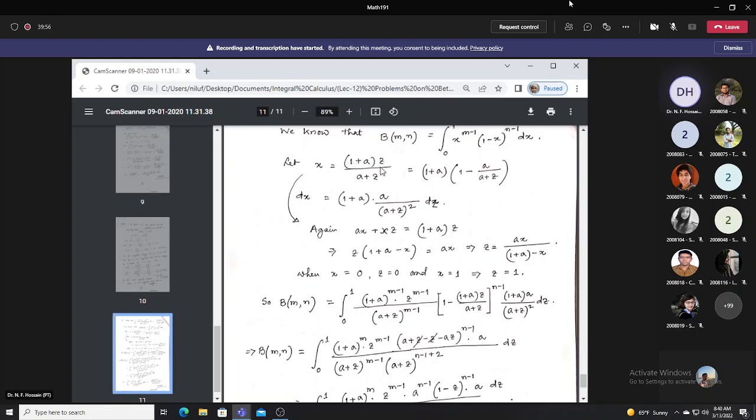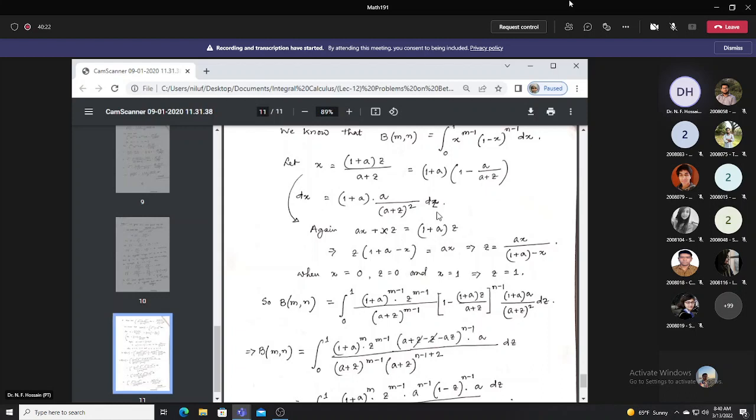So we can write this in this way also. Put 1 plus a outside, and z by (a plus z) can be written as 1 minus a by (a plus z). So when you take the differential, dx will be equal to (1 plus a) then what? Minus a into minus 1, so it becomes plus a into 1 over (a plus z) whole square dz, right?